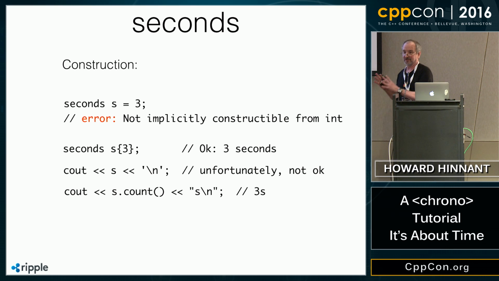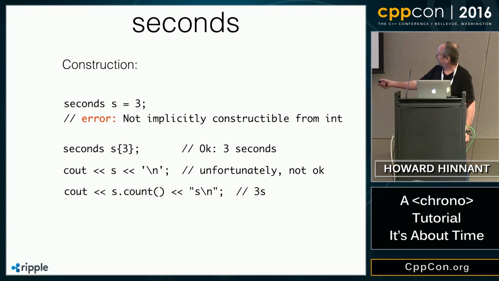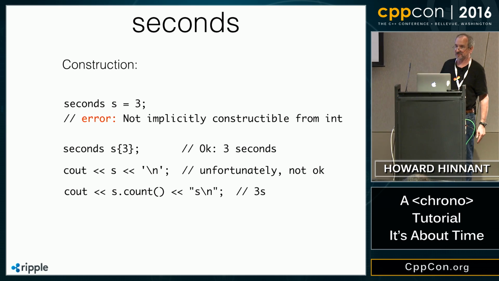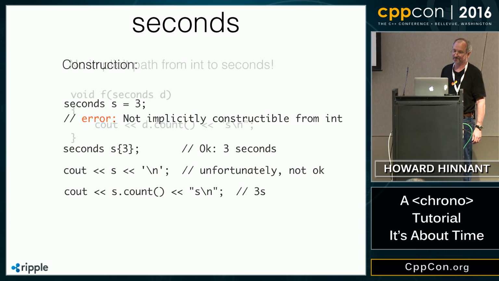So durations are very simple and they're very observable. If you want to get that long out, it's as easy as .count. And so here I've also added the s so that you can see that, yes, I'm printing out 3 seconds. So far, very easy, very simple.